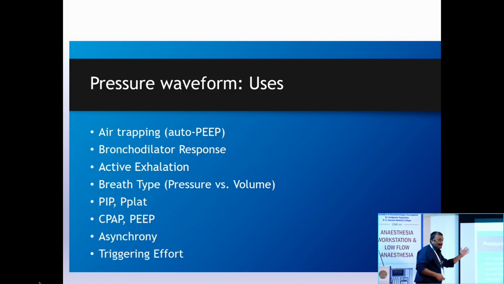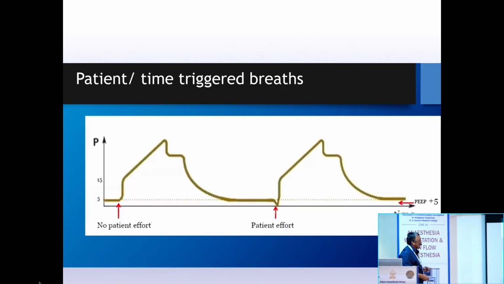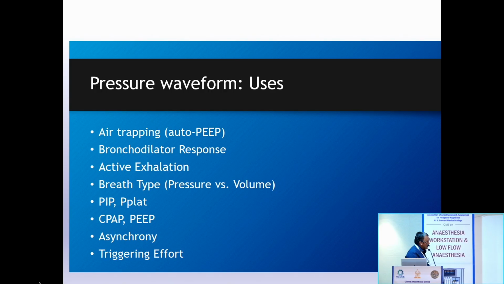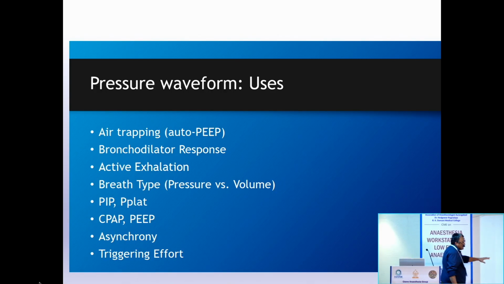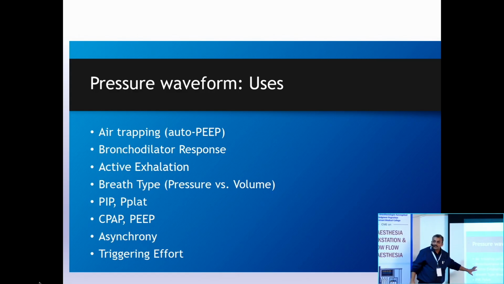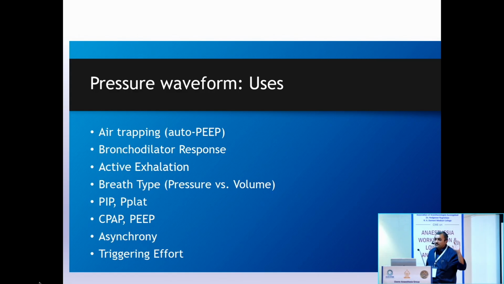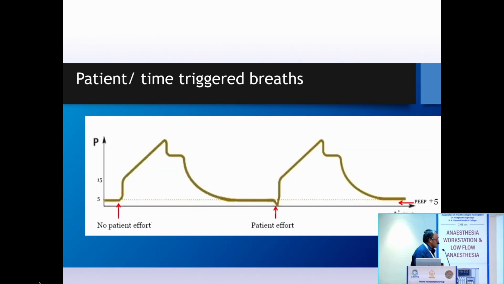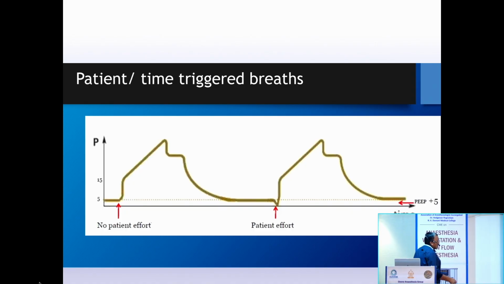Now let's talk about what the uses of the pressure scalar are, okay. It can be used for air trapping, bronchodilator response and all those things, and these are very important even for us in anesthesia. Forget about the ICU part of it. This is something which is required day to day also, isn't it? So this is what a pressure scalar looks like.